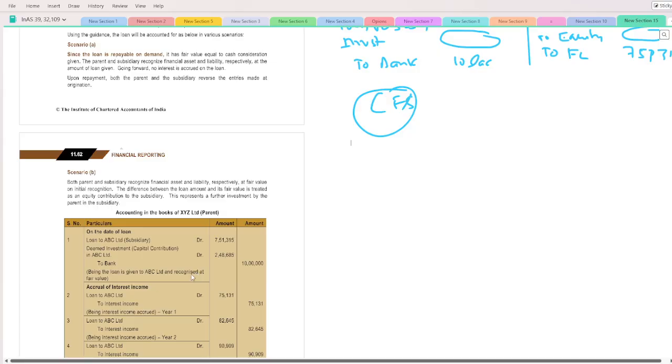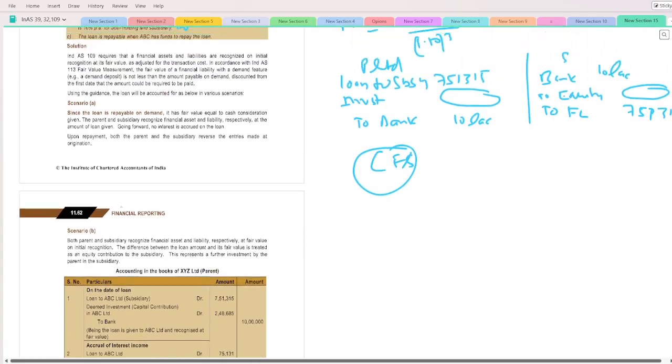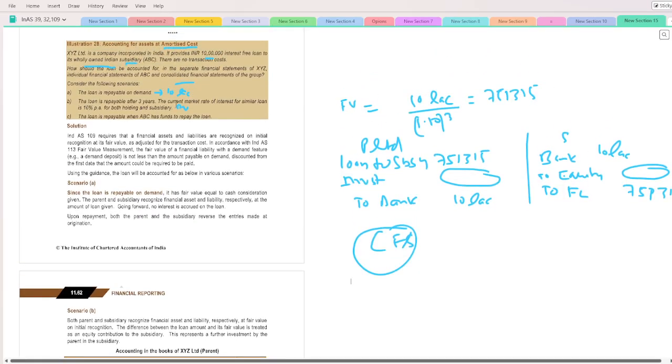So for accruing the interest, loan to ABC, your loan amount will be increasing. So it will be reaching 10 lakh at the time of maturity. So that is your amortization with the help of the effective interest rate. And the effective interest rate is how much? The market interest rate, that is your 10%. Yeah, so this is for the 3%. So this 751315 will be reaching 10 lakh through the amortization.